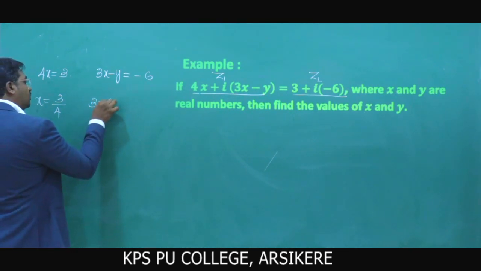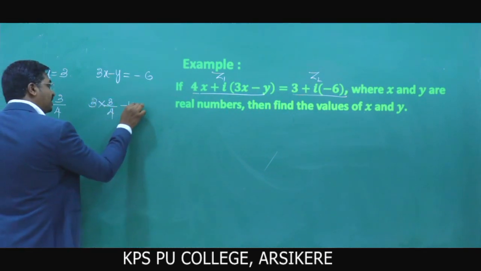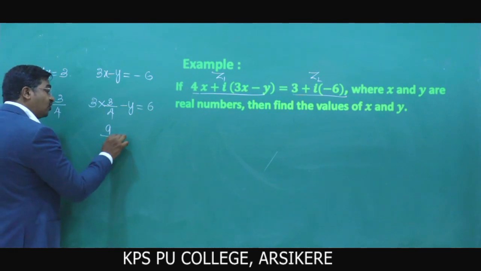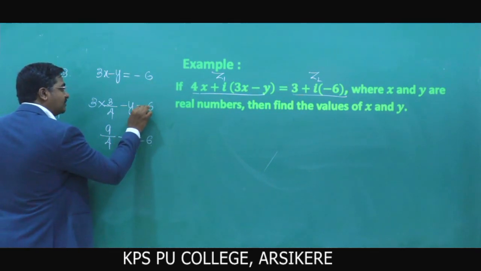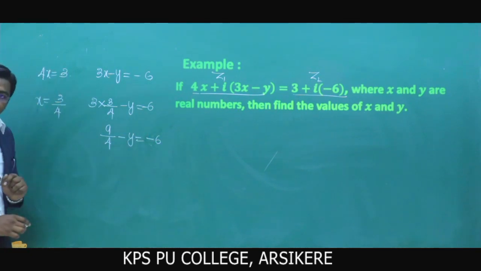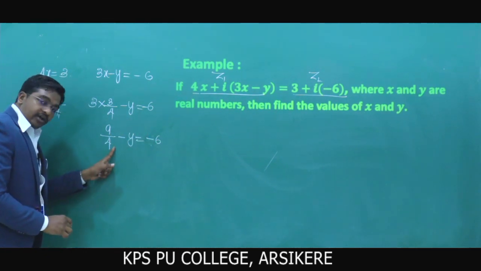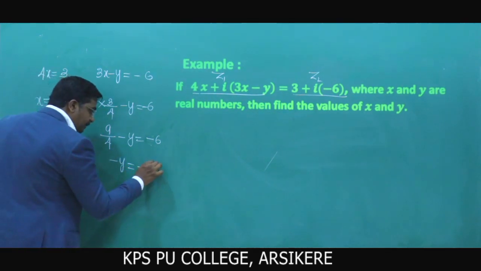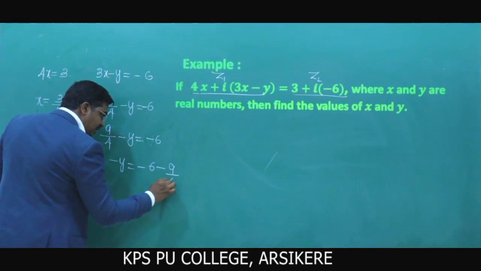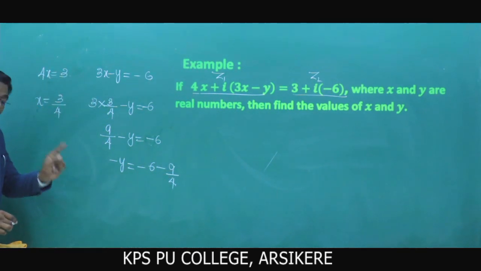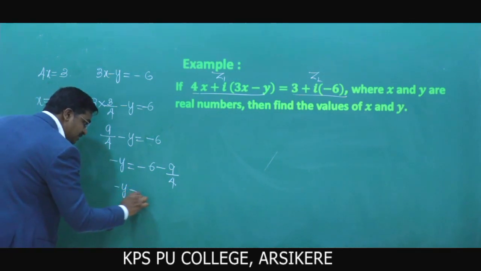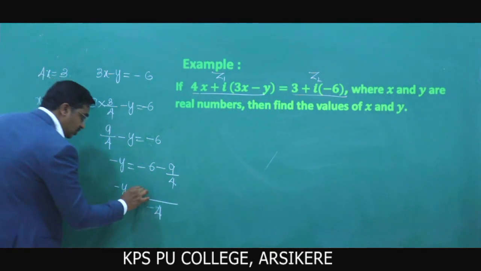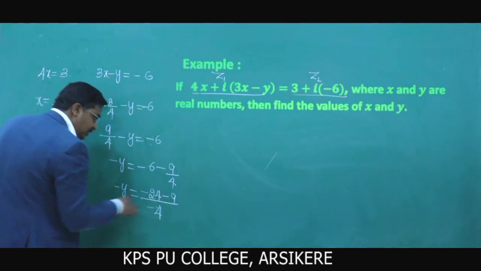So 3 into 3 divided by 4 minus y is equal to minus 6. 3 threes are 9. 9 divided by 4 minus y is equal to minus 6. Now 9 by 4 as it is; take 9 by 4 to the right hand side, then what happens? Minus 6 minus 9 divided by 4. What is the LCM there? LCM is 4. So minus y is equal to, with 4 as LCM, we are left with 4 into 6, 24, and with the negative sign, minus 9.